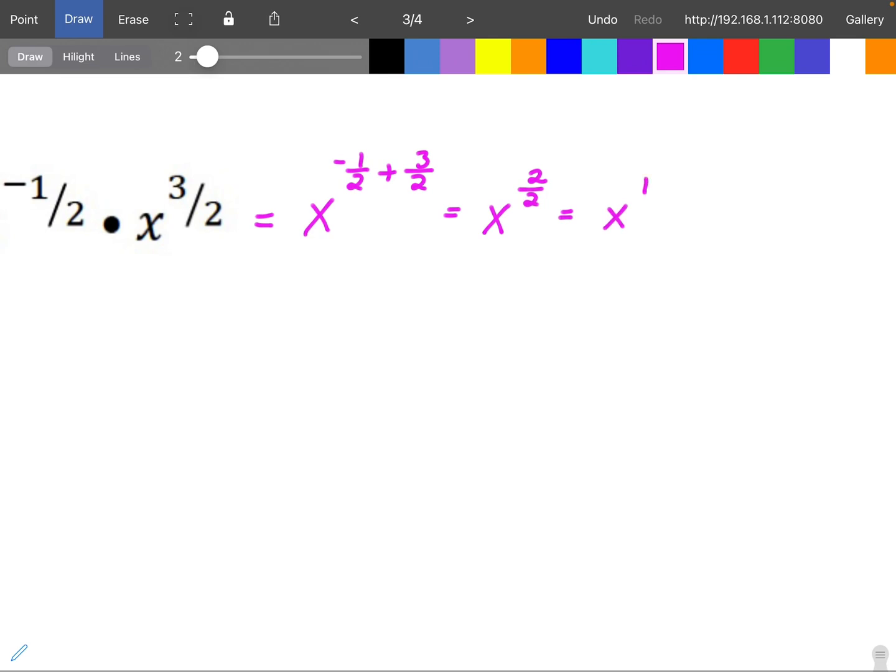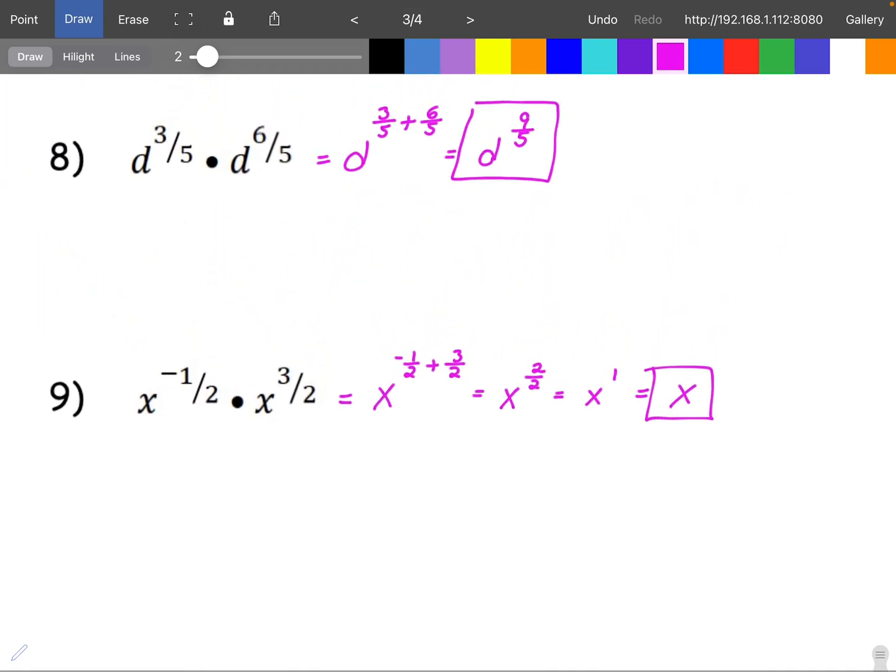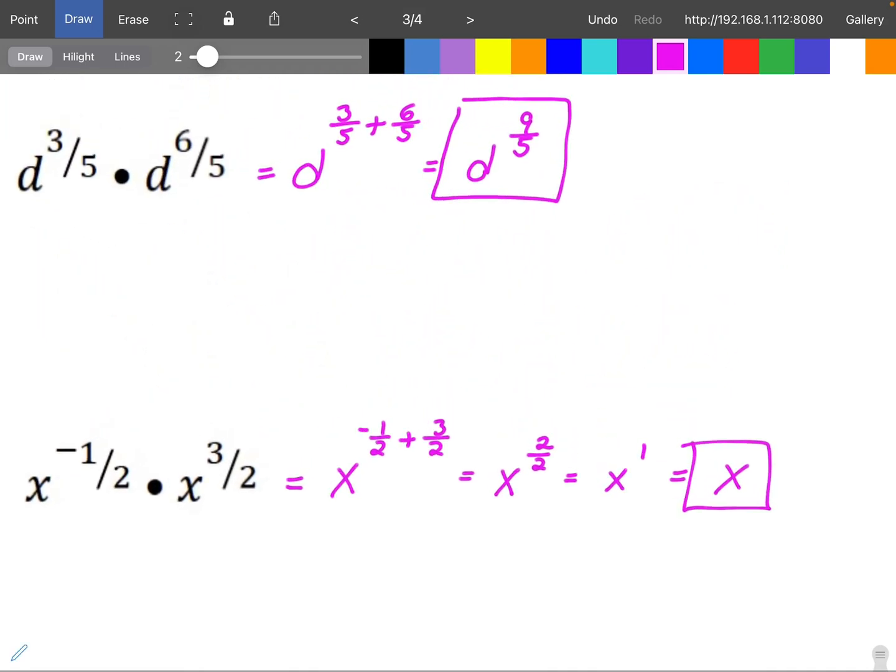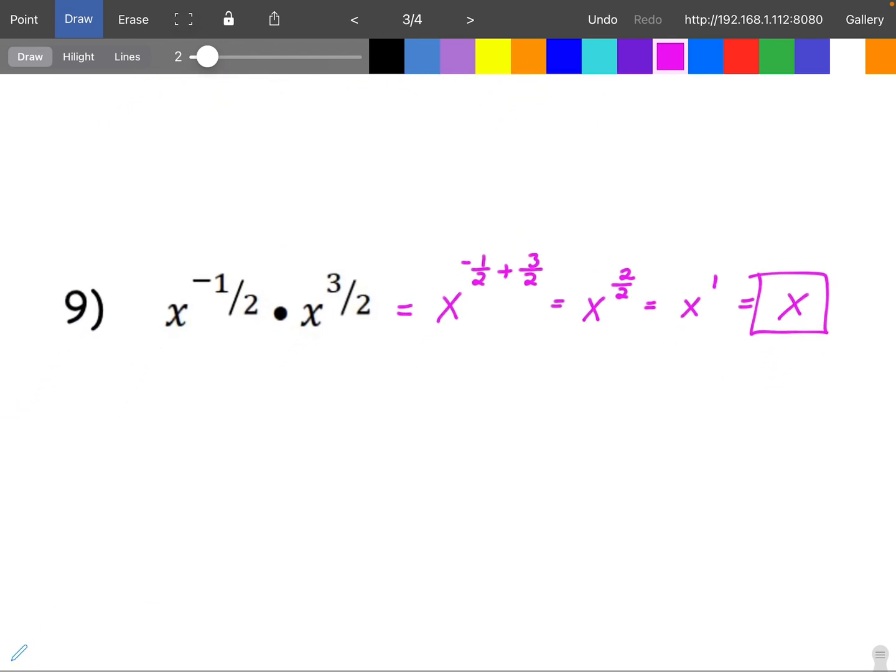So 2 over 2 is really just 1, so that's x to the first power, and x to the first power is just x. So all of that simplifies to just be a plain old x. So add your exponents and then simplify the fraction if you can. So back on number 8, 9 over 5 wouldn't simplify, which is why we left it the way it came out.